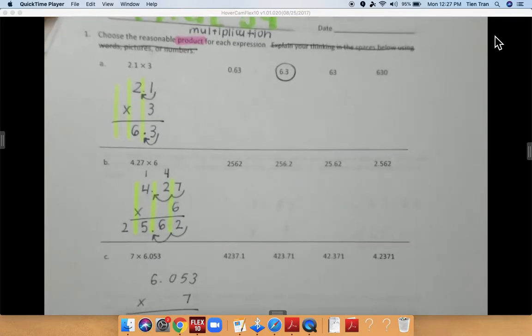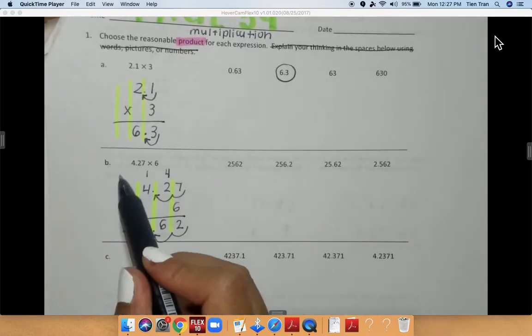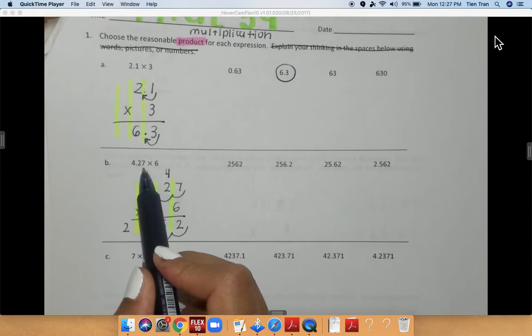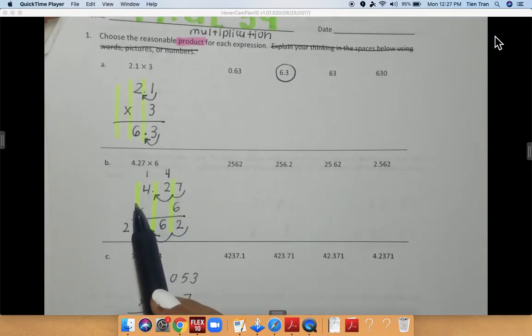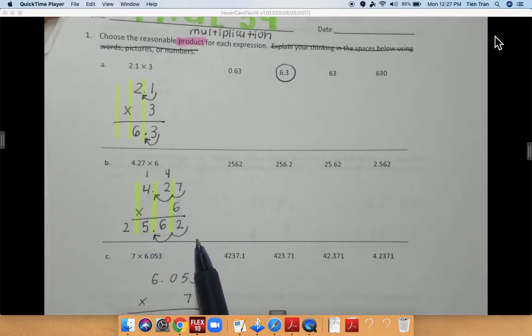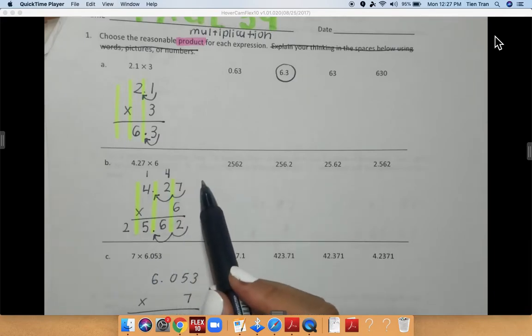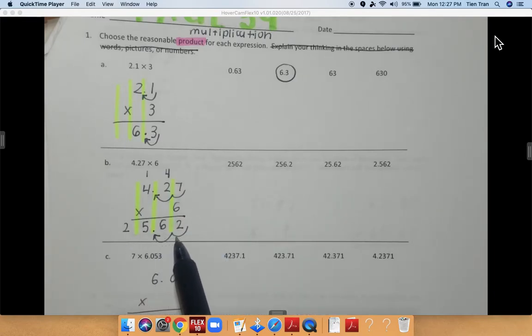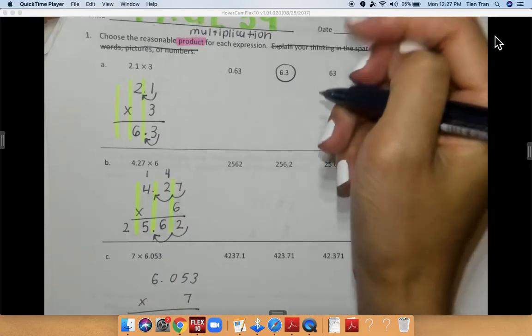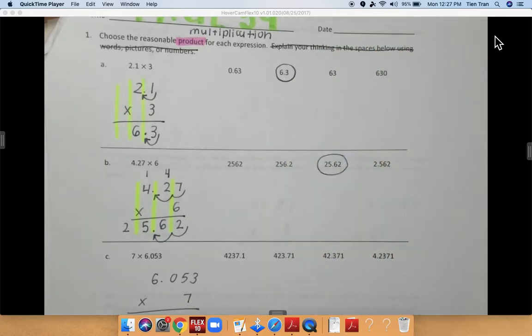And the reason being is because when you are multiplying 4 and 27 hundredths, you're multiplying in your hundredths place. So that means that you need to make sure you have a number that is in your hundredths place. And in this case, it is the 2. Okay? So I have 25 and 62 hundredths, and this one would be my correct answer.